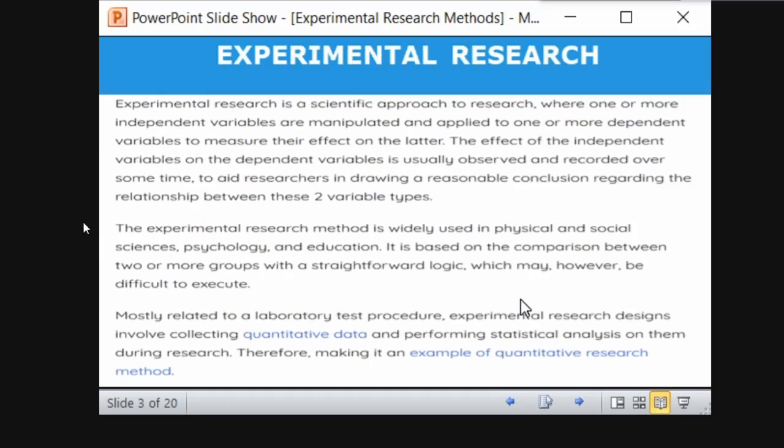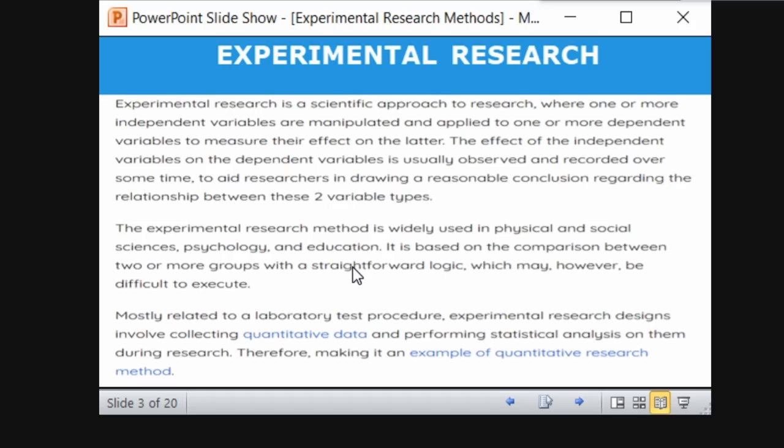Experimental research is a scientific approach to research. I have told you the meaning of the word scientific. Scientific in the sense it should be systematic. It is a step-by-step procedure where one or more independent variables are manipulated and applied to one or more dependent variables to measure their effect on the latter.